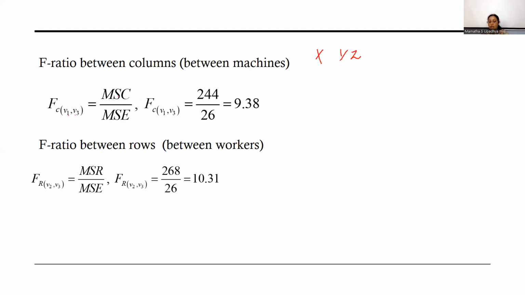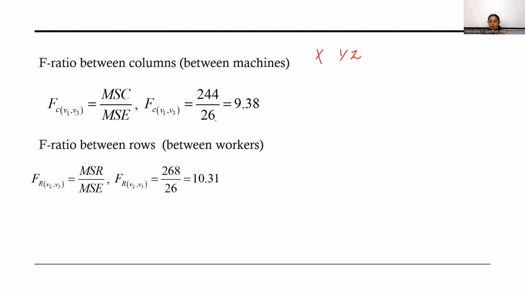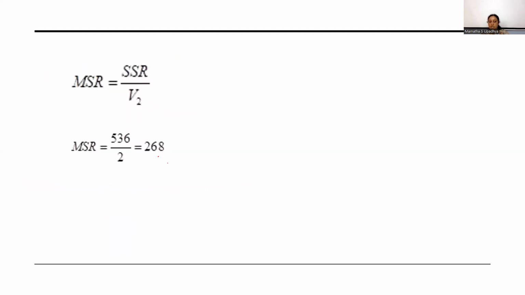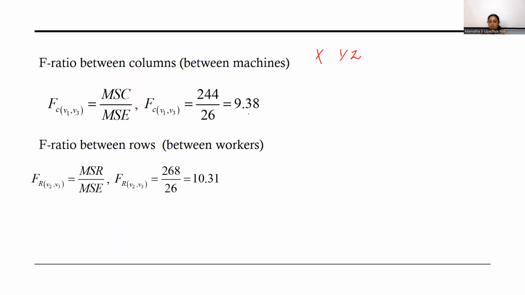So we have calculated MSC as 244, right? Our MSC is 244, divided by MSE. So MSE we have calculated as 26. So substituting that and then simplifying, we get the F ratio between columns as 9.38. So this is nothing but our calculated value.